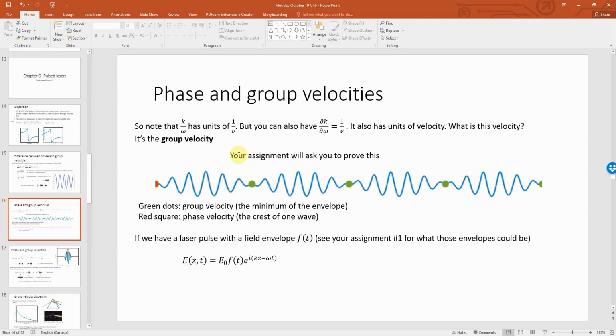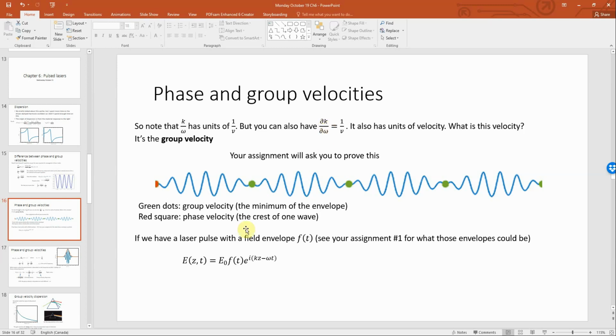So it turns out that the inverse of the phase velocity is k over omega, and you can also take the derivative of k with respect to omega, and that also has units of 1 over meters per second, which is also 1 over a velocity, and it turns out that that is the group velocity, okay? So your assignment is to prove that it's the group velocity. I won't prove that here in class, but we'll be using this fact throughout this week.